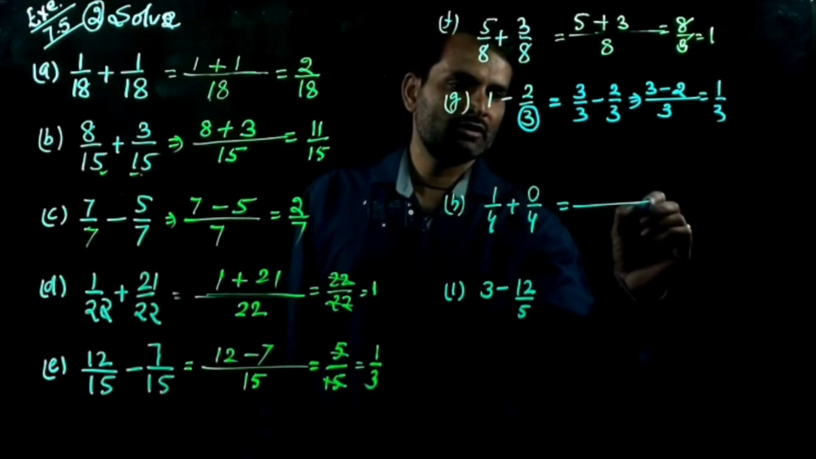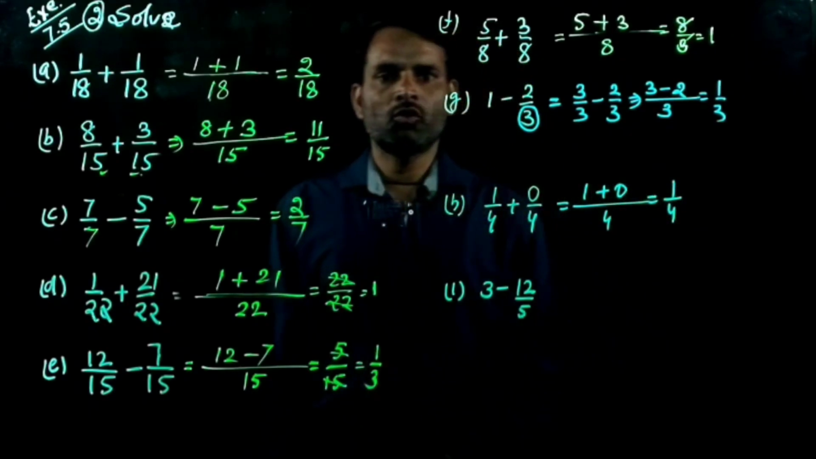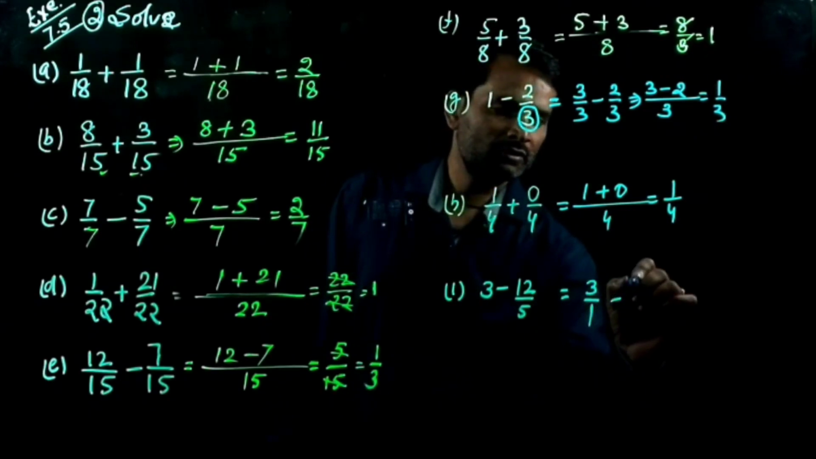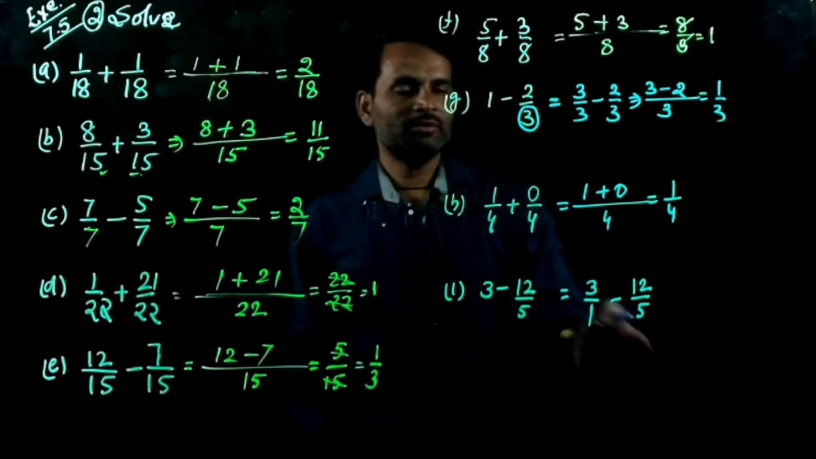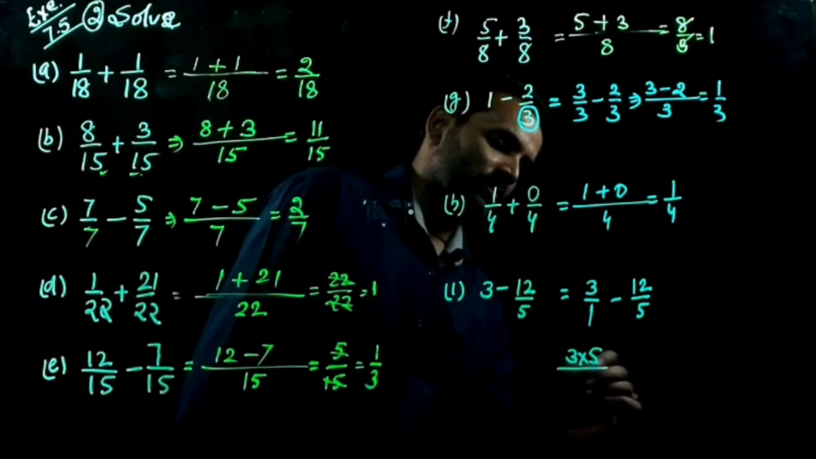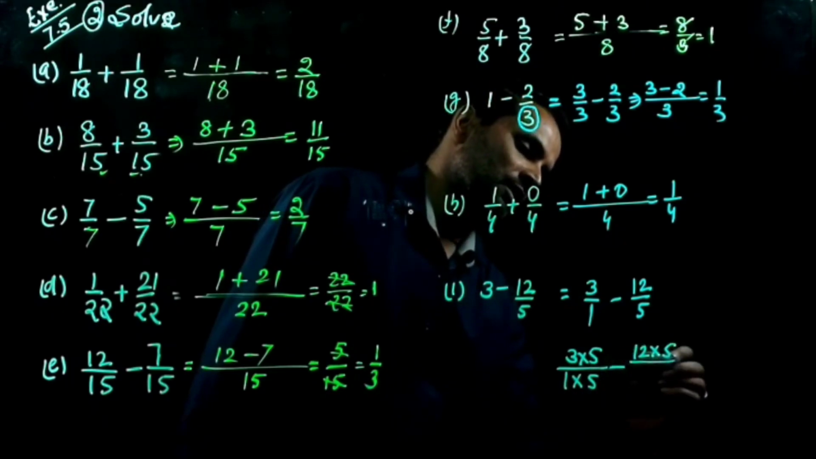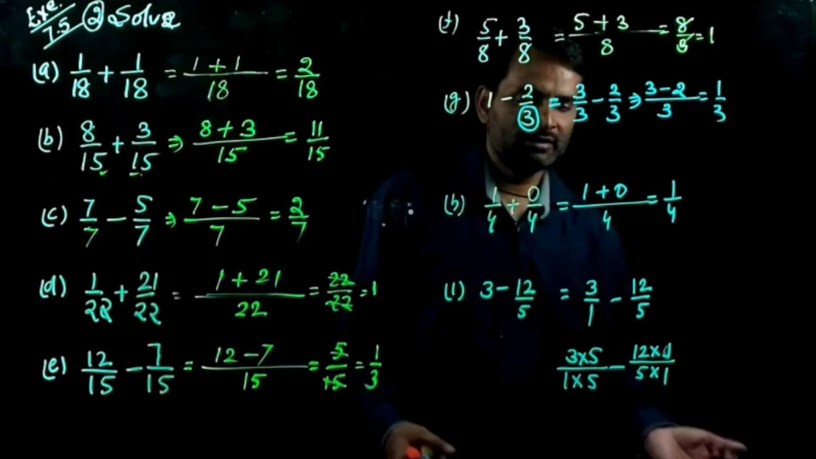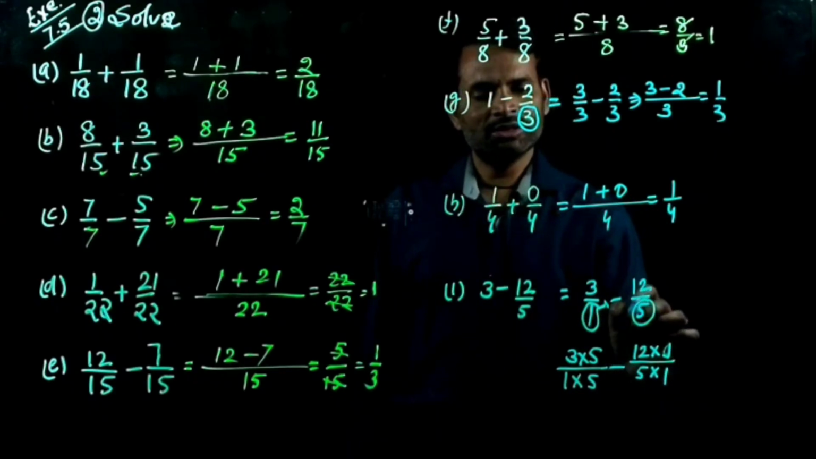Now next is 1 plus 0, which is 1, that is 1 upon 4, and then 3 upon 1 minus 12 upon 5. But here the denominators are not the same. So first we make the denominators the same. That is 3 into 5 upon 1 into 5 minus 12 into 5 upon 5 into 8, 12 into 1. The first denominator multiplies the second numerator and the second denominator multiplies the first numerator.